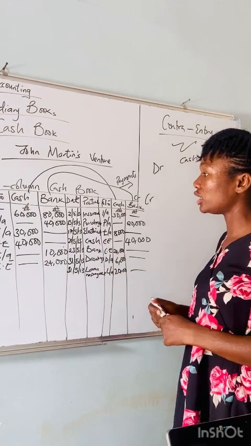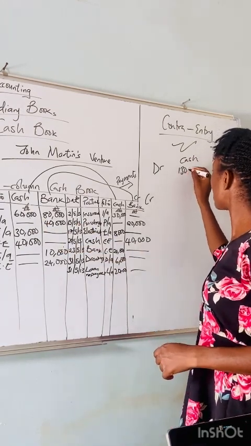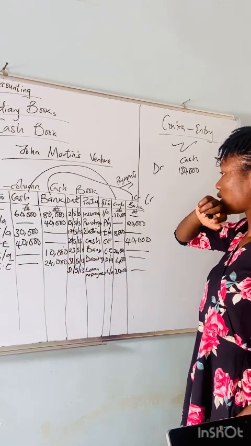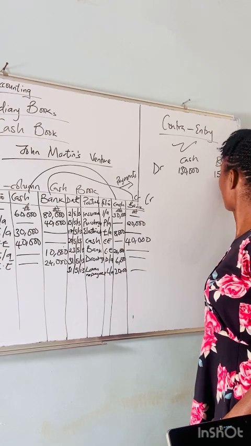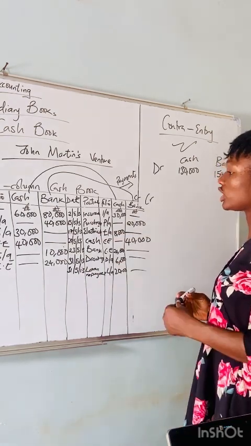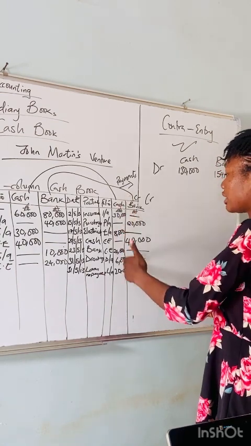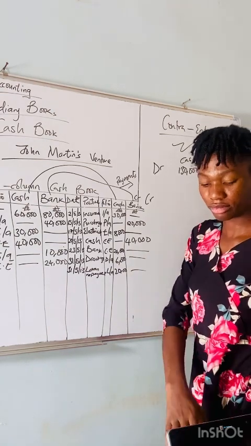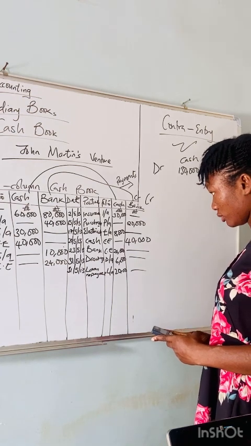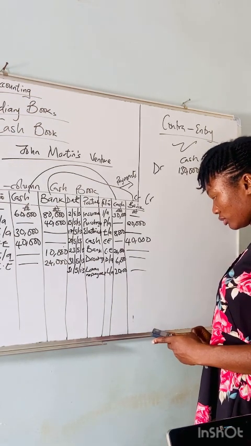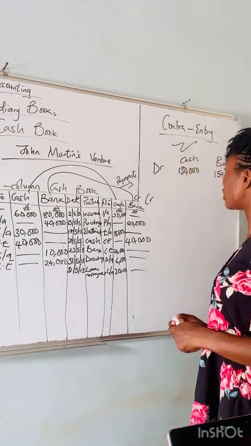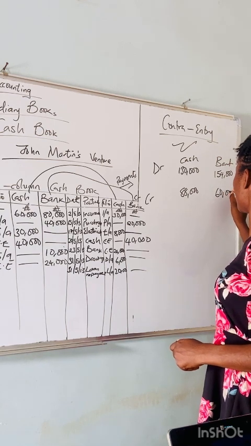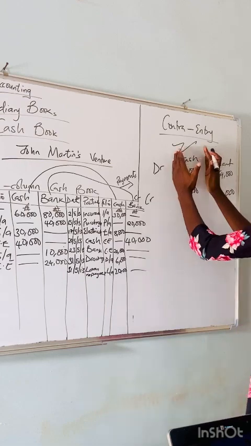Then we'll balance off. Now, for our cash on the debit side quickly, we'll be adding 1, 2, 3. We'll be having 130,000 naira. Okay, and then under our bank, we'll be adding 1, 2, 3, 4. So we have added this. We'll be adding 154,000 naira. Right, then we'll come to the credit side. Under our credit side, we'll be adding cash. We'll be having 88,000 naira for the cash on our credit side, and then for the bank, we'll be having 60,000 naira.